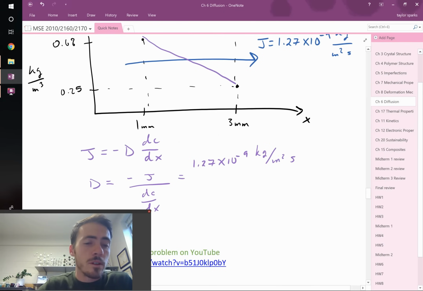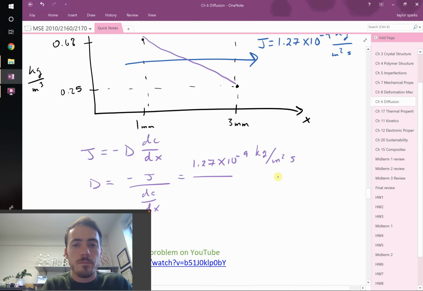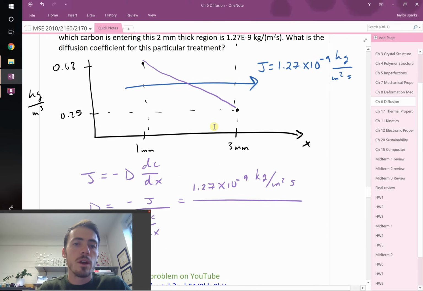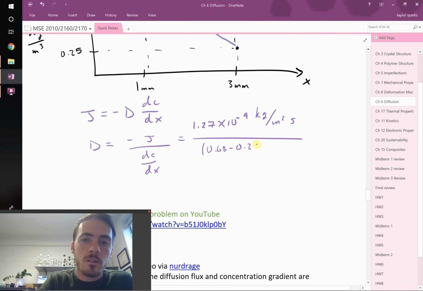It's smart to keep your units here, right? Because if units don't match up, you're going to need to fix them. And keeping your units is the absolute best thing to do on all these problems. Just get into the habit of it. This is divided by the difference in the concentration, right? So as we go from here to here, remember we're going to write it A to B, right? High concentration minus low. Okay, so that's going to be 0.68 minus 0.25, don't forget our units, that's kilograms per meter cubed.